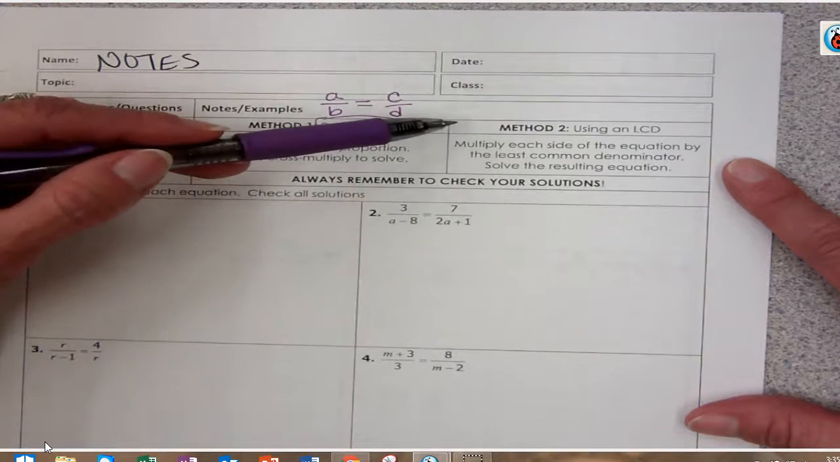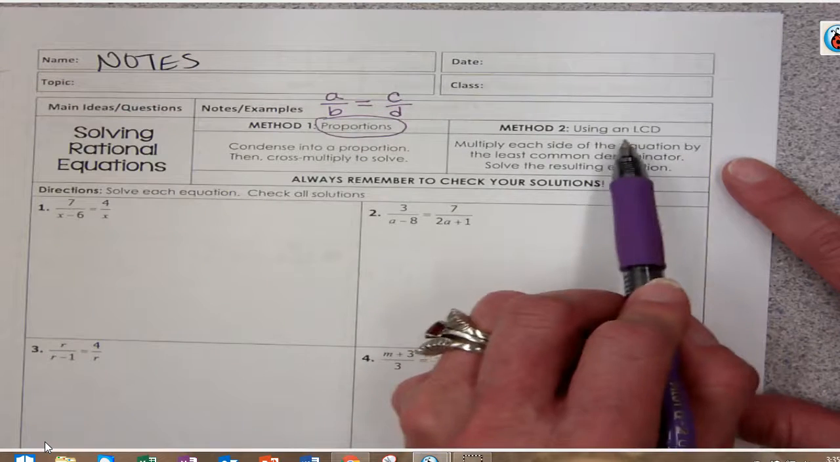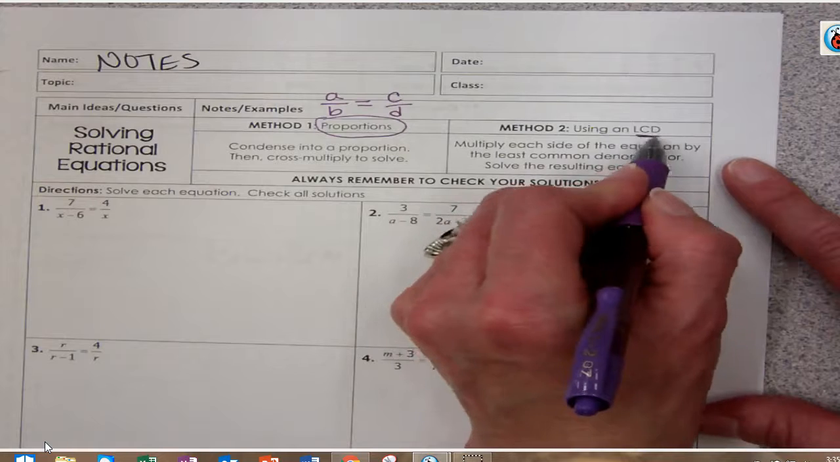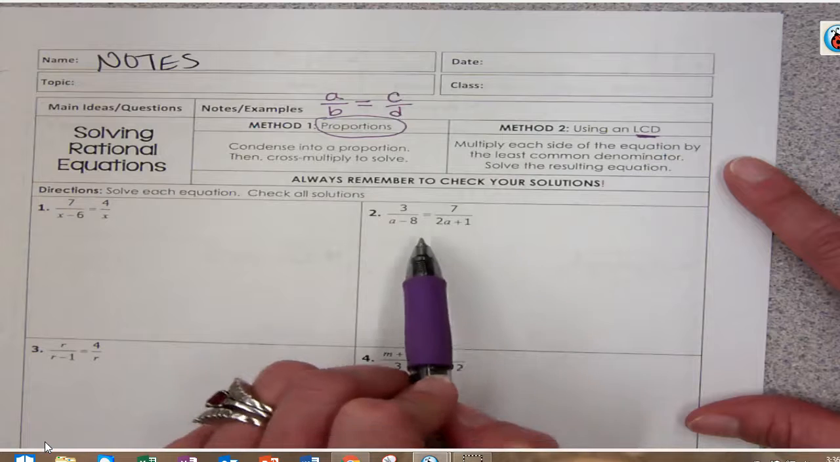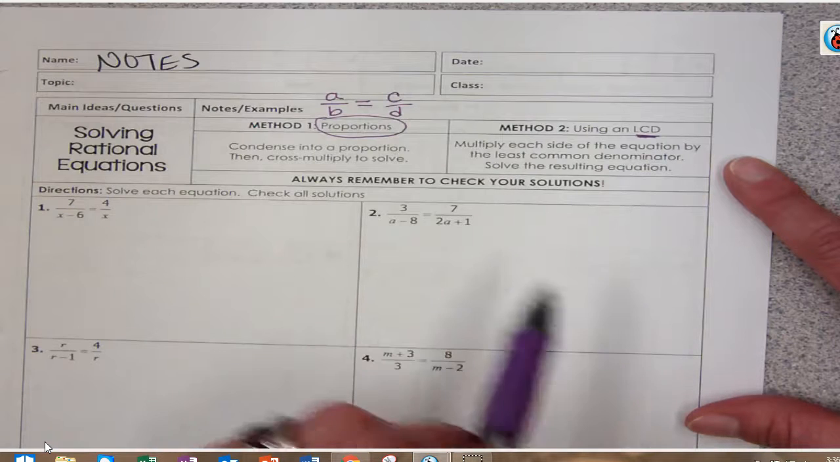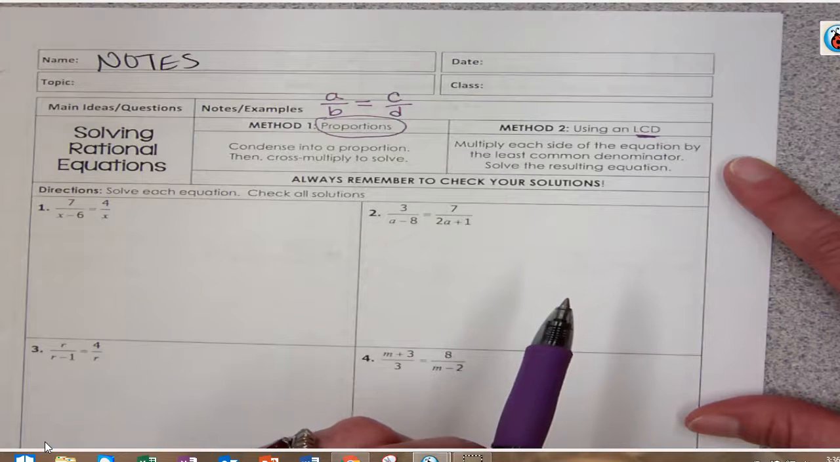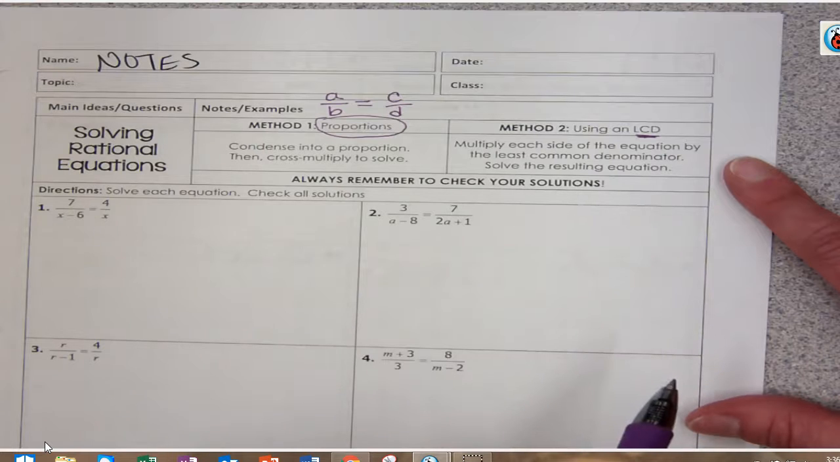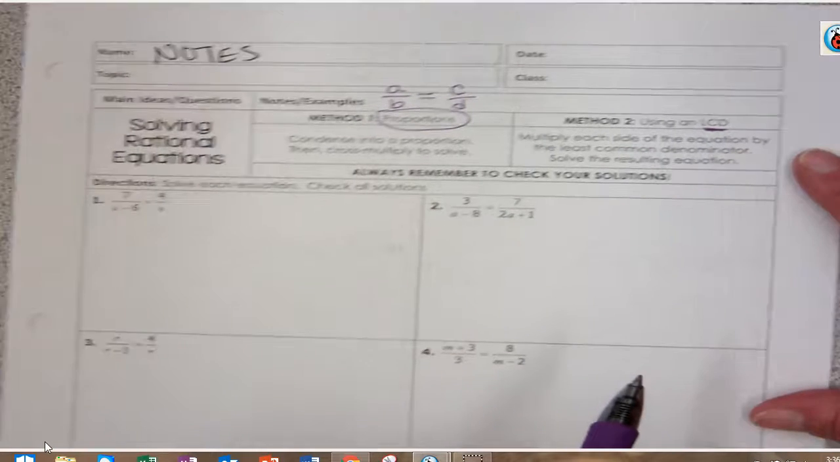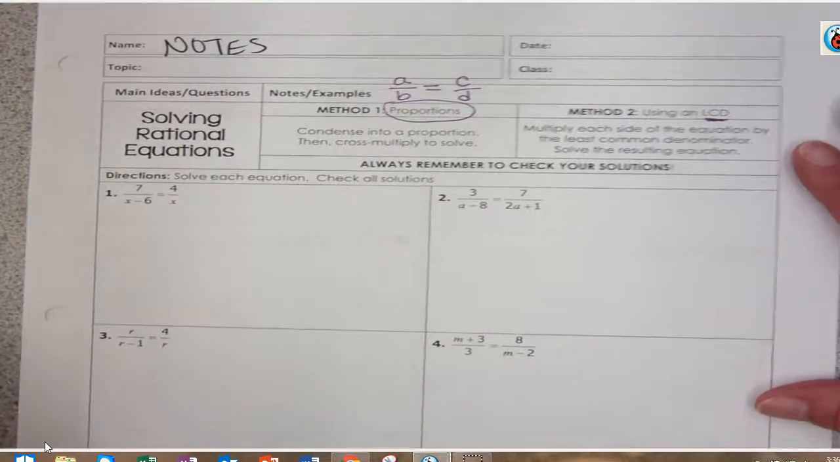Then the second method is using a lowest common denominator. In this one, we're going to try and get rid of the denominator, kind of like what we've been doing when adding and subtracting fractions, getting the lowest common denominator. Similar to that, so that is going to come into play here. So let's get started.